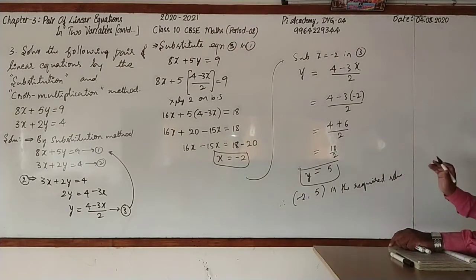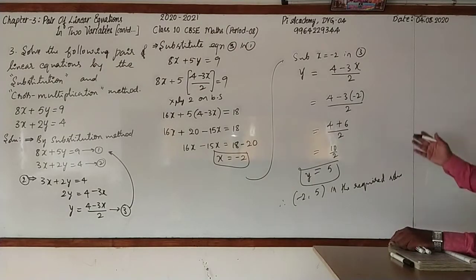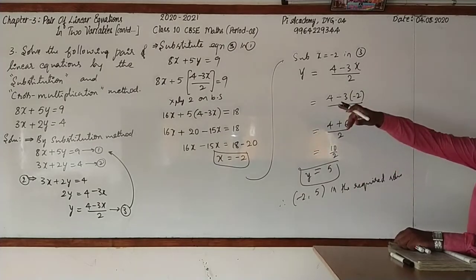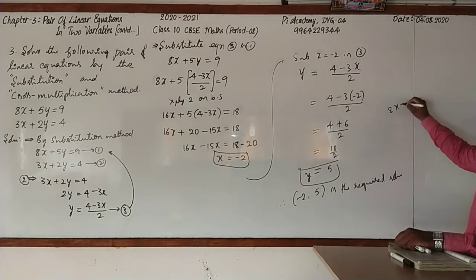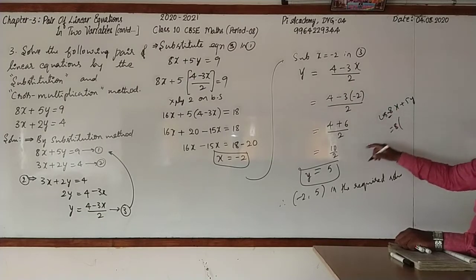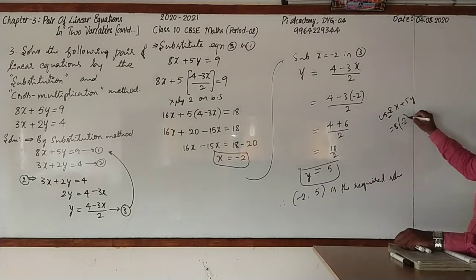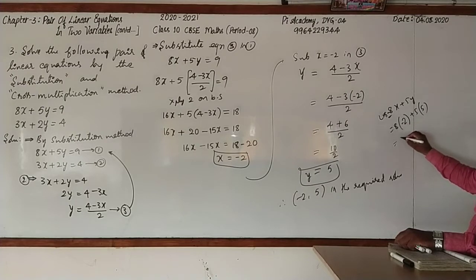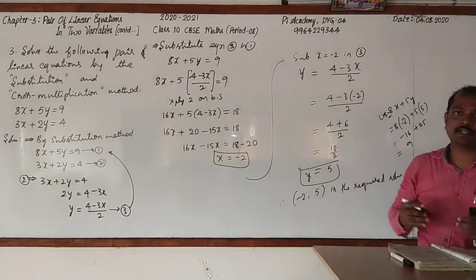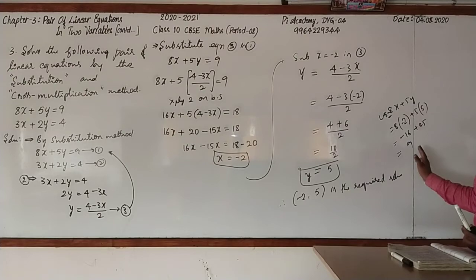Hope that you have understood. You can go for verifying that. Look, x is minus 2, y is 5. You take the first equation 8x plus 5y. This is the LHS part, right? Substitute 8 into what is x? x is minus 2, plus 5 into y is 5. It is 8 2s are 16, minus 16 plus 5 5s are 25. Minus 16 plus 25 is 9. Similarly, when you verify the second one, you will get 4.